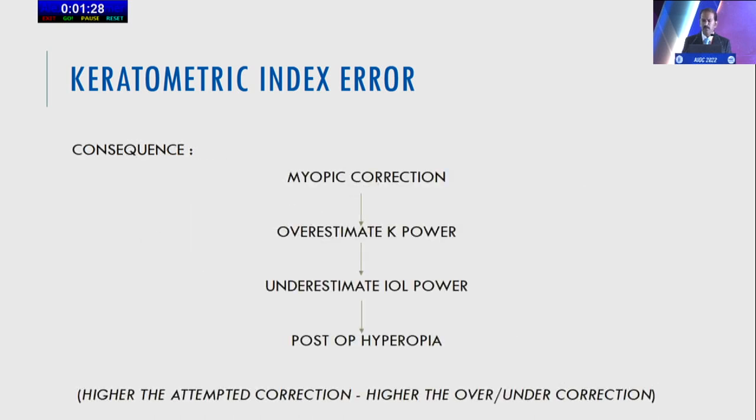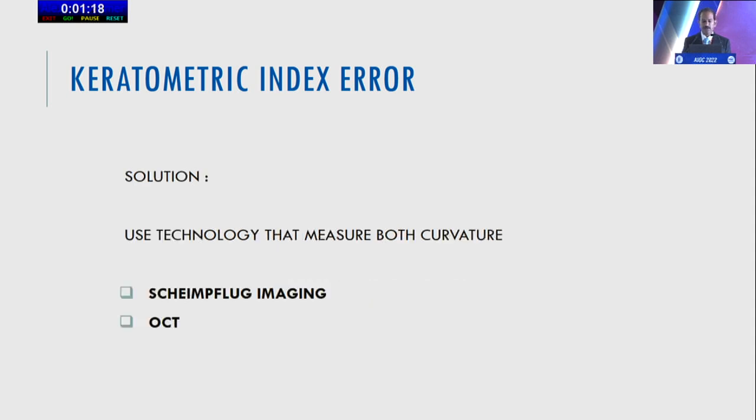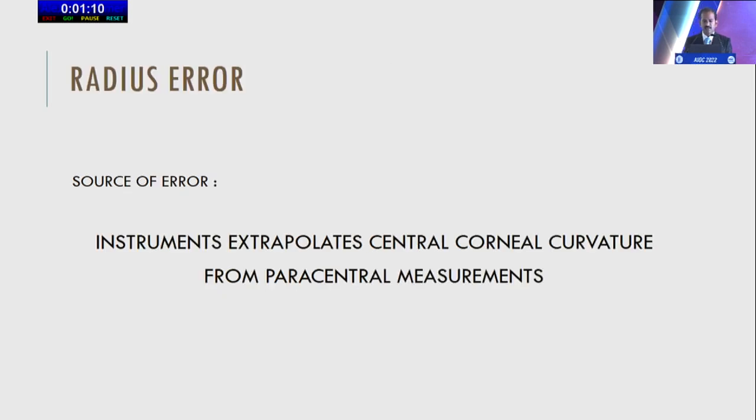So if you use this in a myopic correction, it will overestimate the K and underestimate the IOL power, resulting in postoperative hyperopia. The higher the attempted correction, the higher the over- or under-correction. So the solution is to use a technology that measures both curvatures, either using Scheimpflug imaging or an OCT-based system. Next is the radius error, where an instrument extrapolates the central cornea from the paracentral measurements.